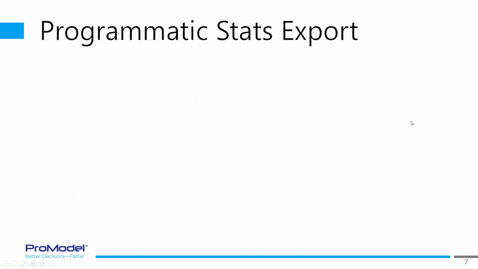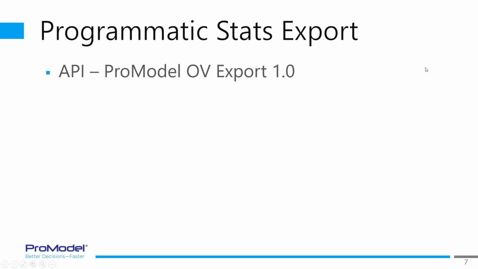Okay, the last feature that we want to talk about is the programmatic export of your statistics. Now, this is an API, an application programming interface, called ProModel OV Export 1.0. So it's our first version of this. When you're trying to reference this, let's say in Excel or another programming application, that is the object you're looking for to be able to access the API.